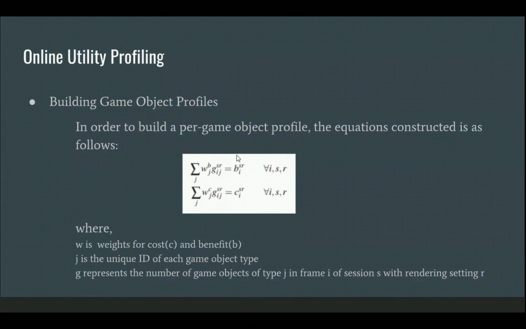The first thing is building game object profiles. So for a session S and rendering setting R in a frame F, the costs and benefits are calculated using the equation that is provided in this slide. So basically, W are the weights of cost and benefits, where J is the unique object ID of the game object present. So using these equations, we first build a game object profile.